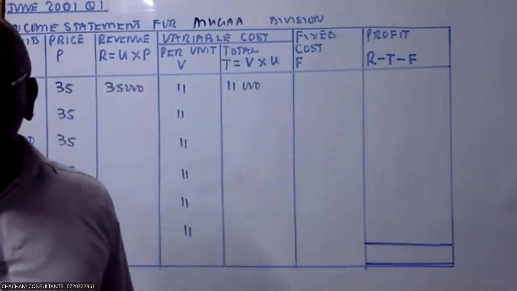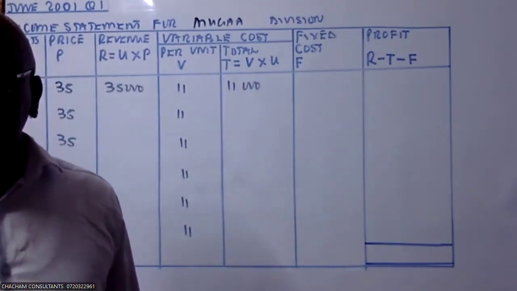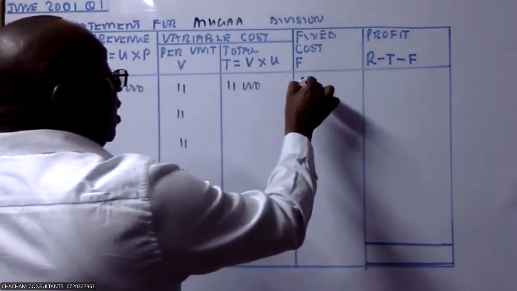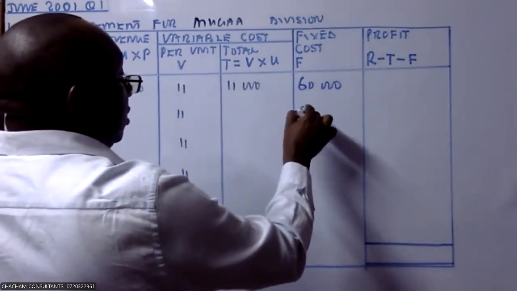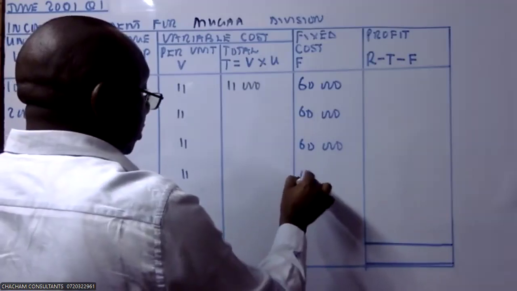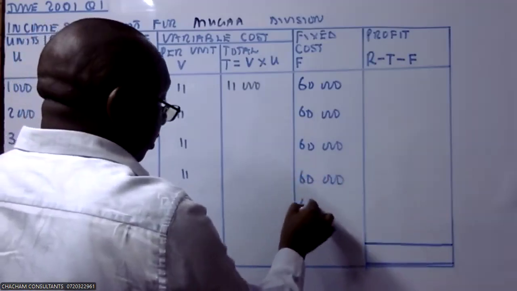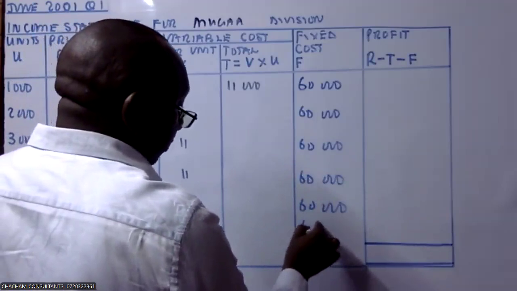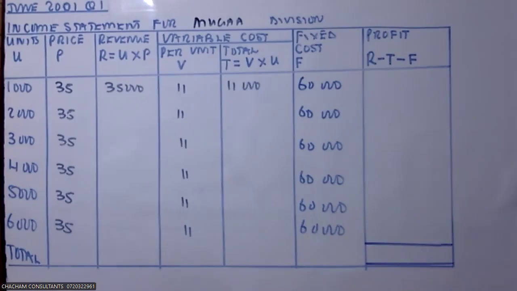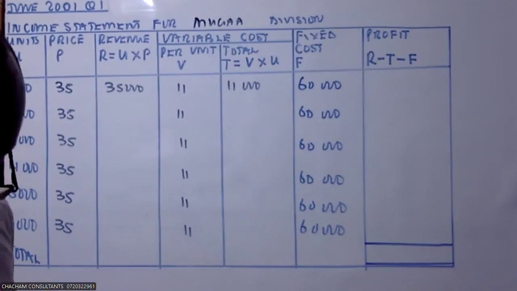The fixed cost for Muga is 60,000. So utaweka 60,000 kila mahali hapa. 60,000, and 60,000. So for the profit, like the first one, it will be 35 minus 11 minus 60.